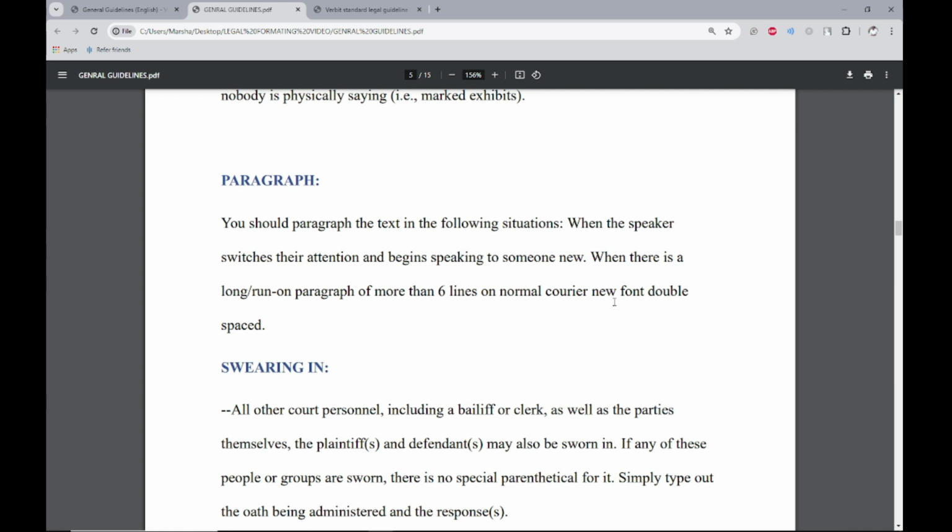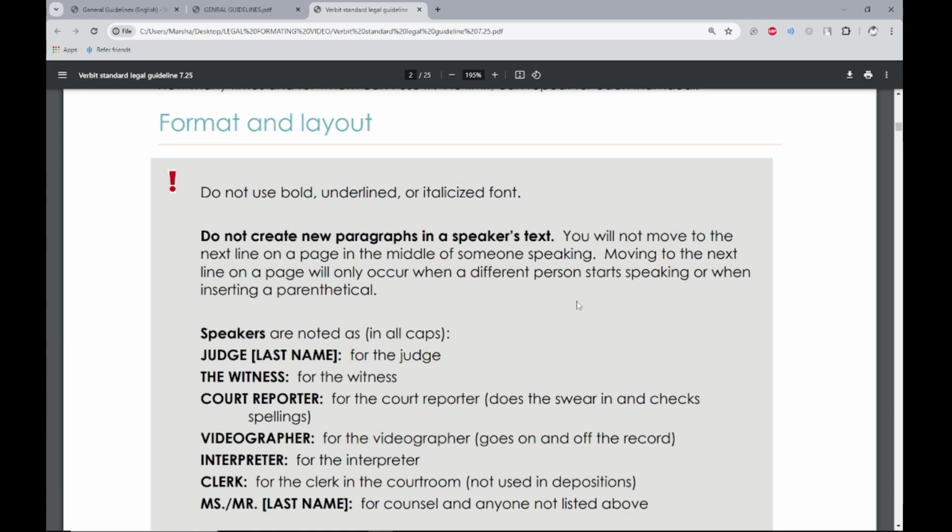So for this one, when the work is put in the Word format, that's when you are supposed to count 6 lines, then you paragraph. Okay, so you are supposed to paragraph your work. All right, so let's continue.